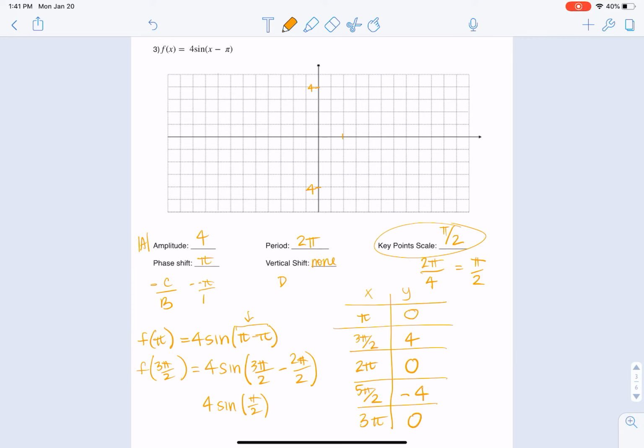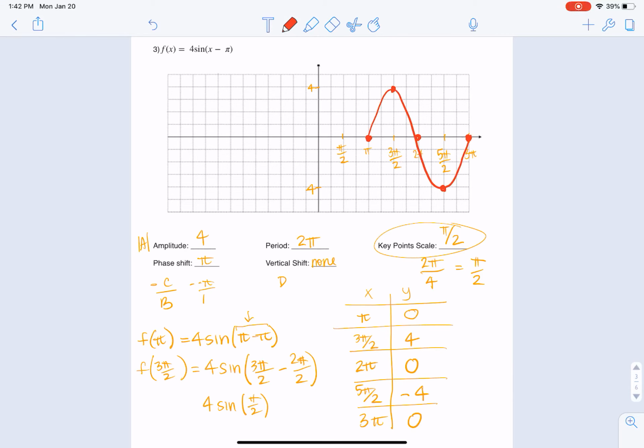So let's call this pi over 2. We'll call this pi. We'll call this 3 pi over 2. We'll call this 2 pi, 5 pi over 2, and 3 pi. So here at pi, I'm at 0. At 3 pi over 2, I'm up here at 4. At 2 pi, I'm back at 0. 5 pi over 2 down at -4. 3 pi again at 0.